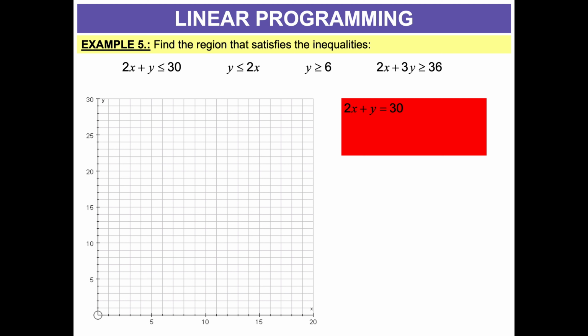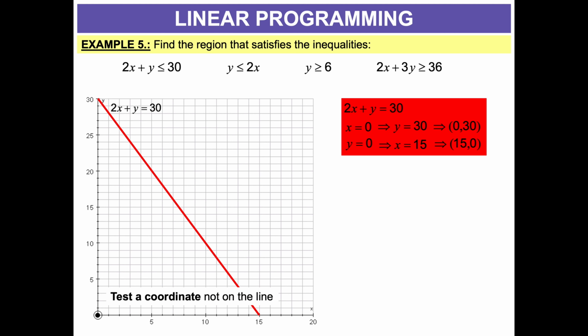So let's look at the first one. 2x plus y is less or equal to 30. So first I replace the inequality sign with equal, because I need to be able to identify and sketch the line. So I'll find the y-intercept will be 0, 30. Then I'll find the x-intercept, that will be 15 and 0. Plot these 2 points, plot the line. It's solid because equal sign is included in the inequality.